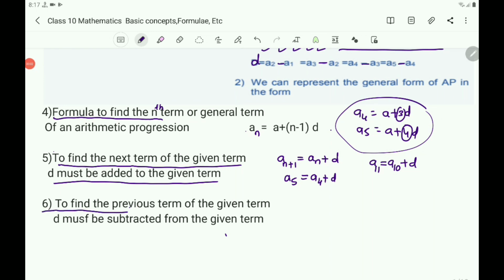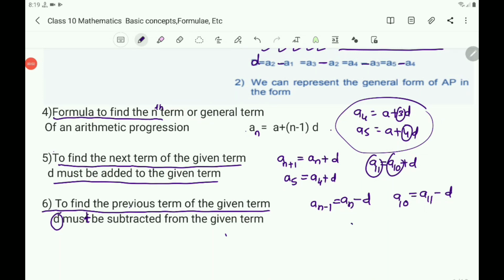Then, to find the previous term of the given term, what do you have to do? You must subtract D from the given term. That is, if AN is given, to find AN minus 1, the previous term of AN, what do you have to do? AN minus D. In this way, if A11 is given, to find A10, A10 equals A11 minus D.